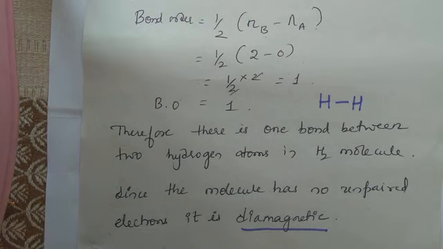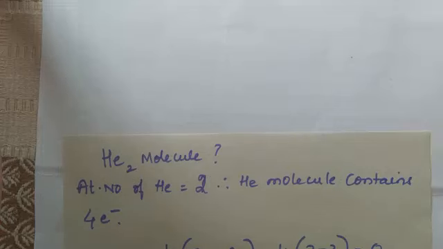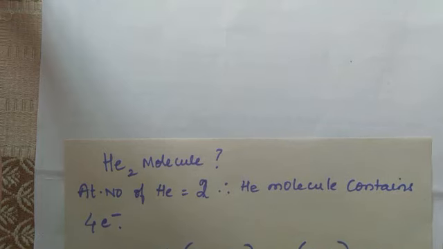So which is the element having atomic number 2? It is helium. So we will check whether the helium molecule exists or not. The atomic number of helium is 2. Therefore, the helium molecule contains how many electrons? One helium atom has 2 electrons. The helium molecule contains how many atoms of helium? 2. So one helium contains 2 electrons, therefore the helium molecule He2 should contain 4 electrons.